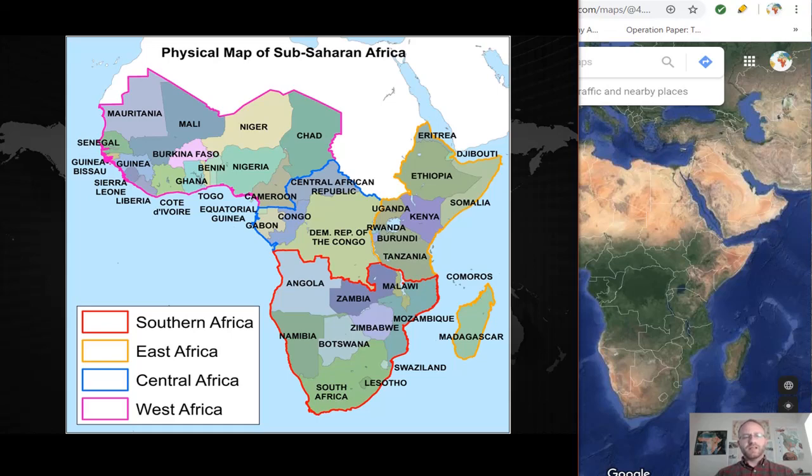Central Africa contains Equatorial Guinea, Gabon, Congo, Central African Republic, and the Democratic Republic of the Congo. East Africa contains Eritrea, Djibouti, Ethiopia, Somalia, Uganda, Kenya, Rwanda, Burundi, Tanzania, and Madagascar. And finally, in Southern Africa, you have Angola, Zambia, Malawi, Namibia, Botswana, Zimbabwe, Mozambique, South Africa, Lesotho, and then finally Swaziland.